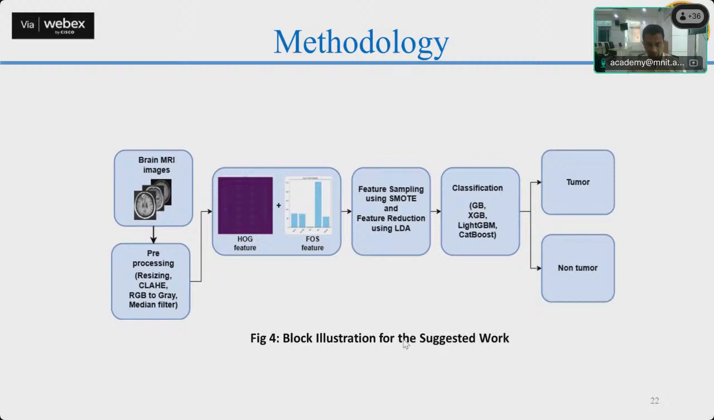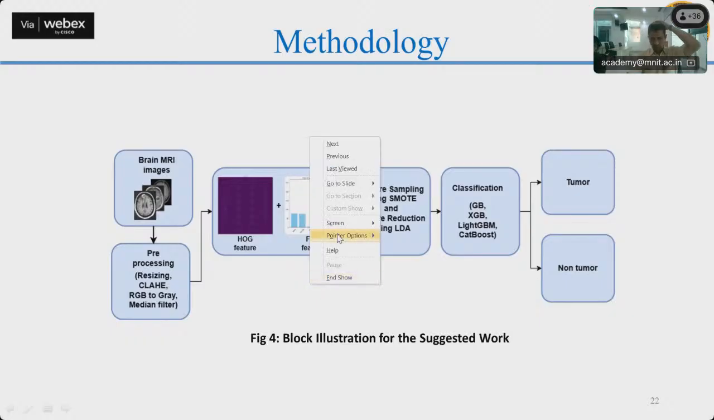When we are talking about the methodology, the brain MRI images are there and you do the pre-processing. What we are doing in the pre-processing is resizing. Resizing we also did in the case of facial expression, CLAHE. What do you mean by CLAHE? Are you able to recall what this term is?